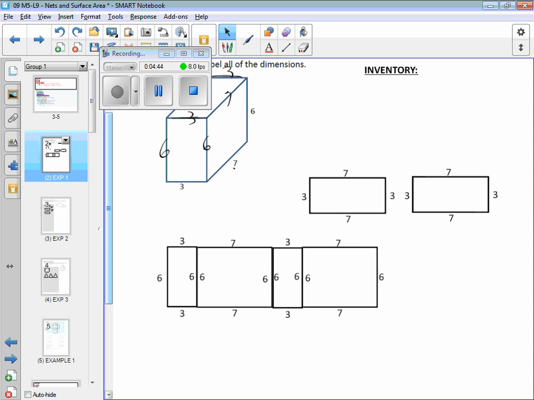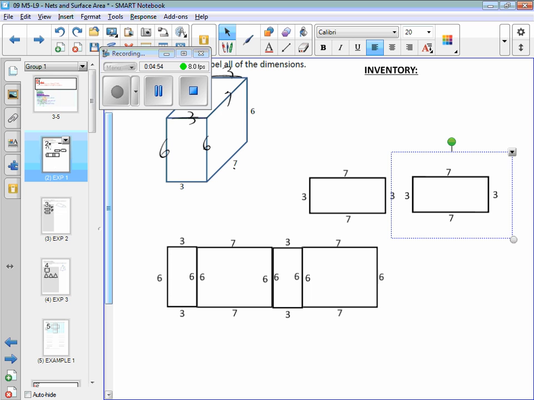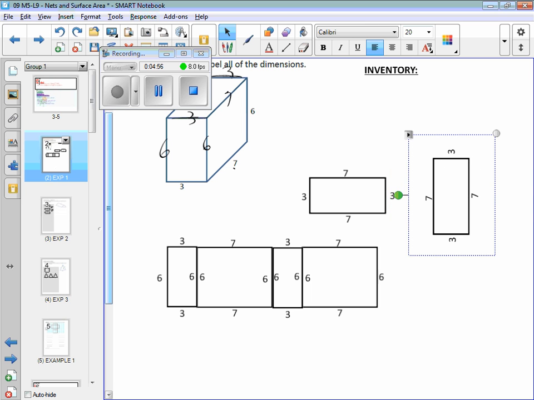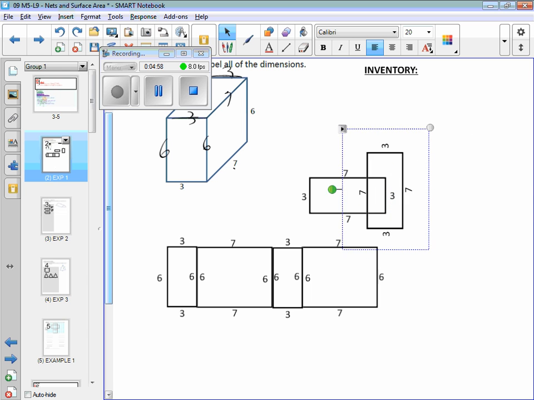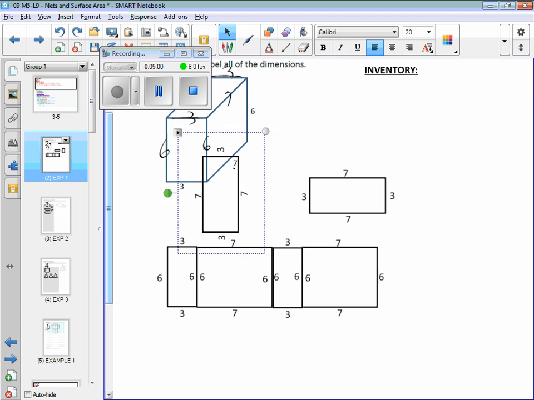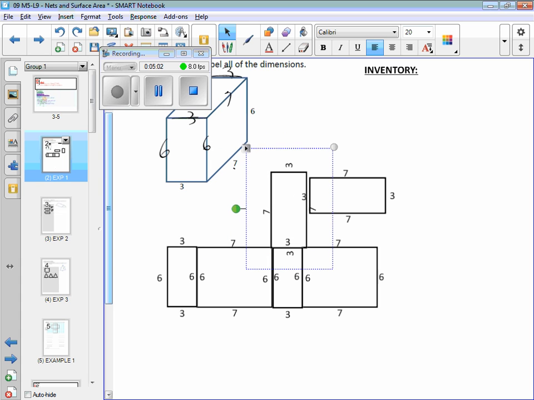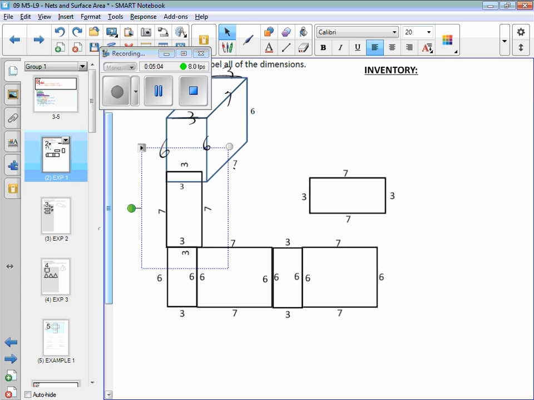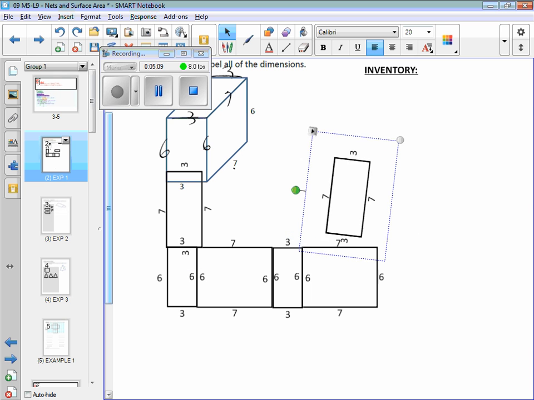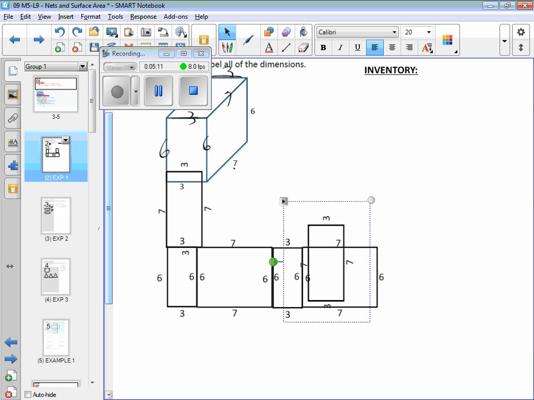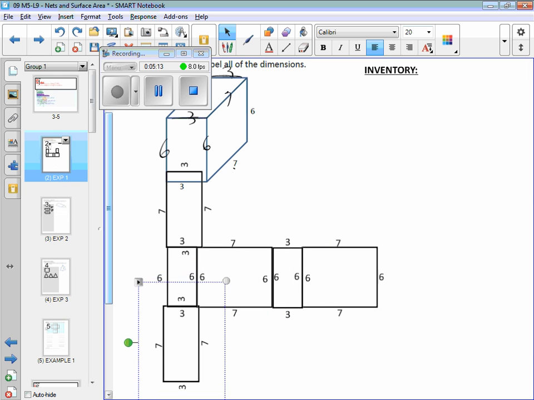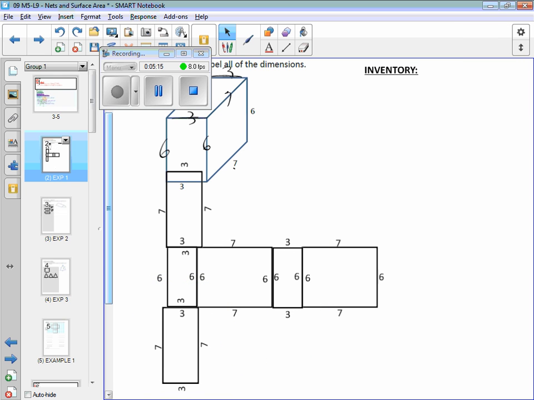Now I need a top and a bottom. The 6 by 3 is attached to a 7 by 3, but I've got to rotate it, don't I? Okay, so this is going where? I could also put it here if I want. I can, but I'm going to put it here. And then the last piece is here. Almost drawn perfectly to scale.